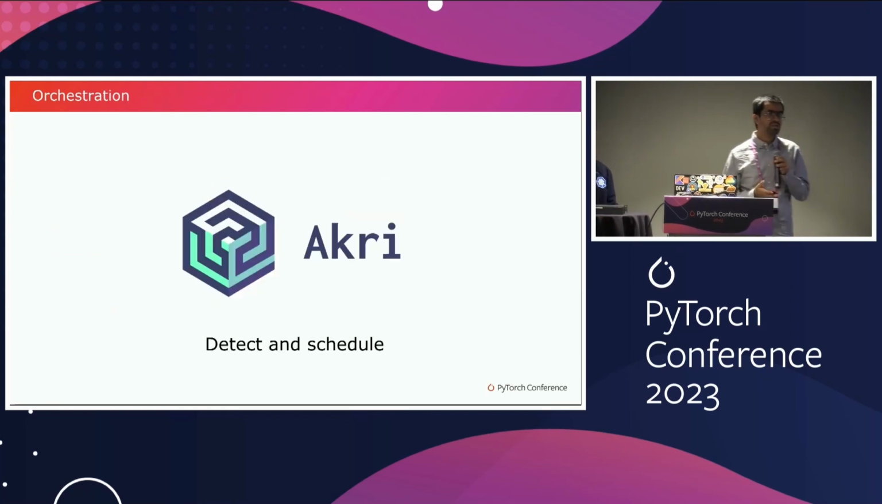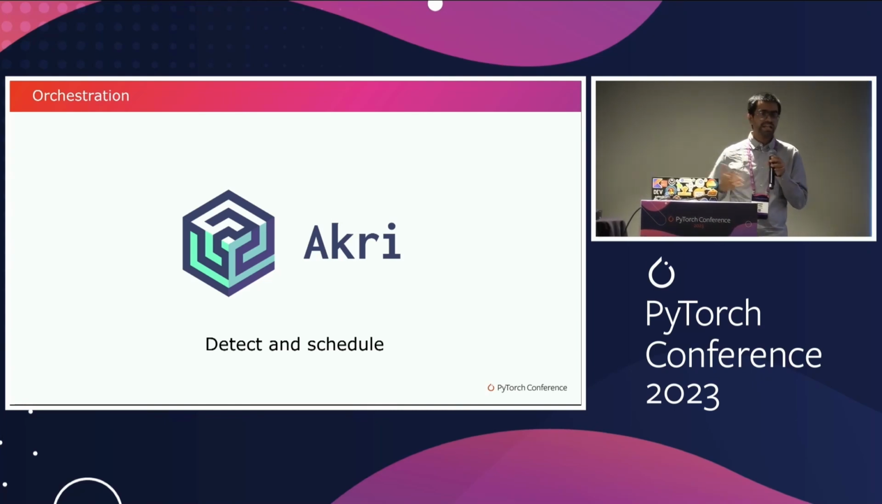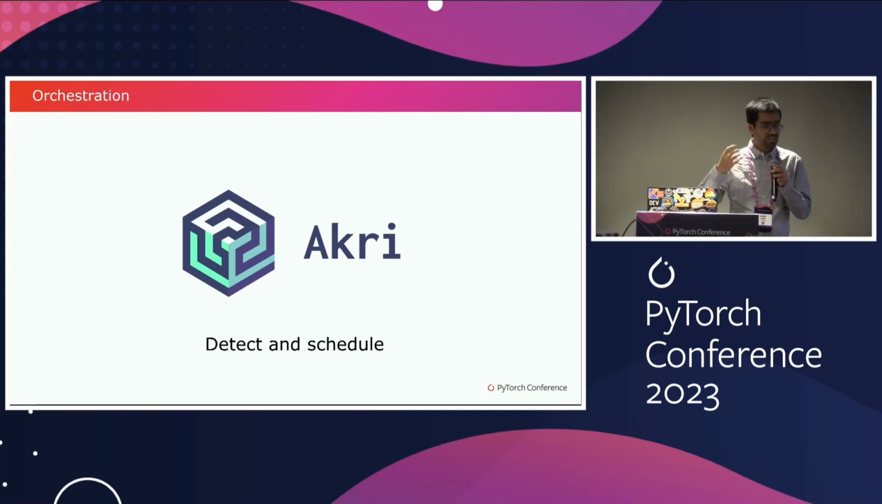And now we'll focus on Akri. So taking inspiration from Kubernetes, which is this orchestration platform that allows you to run different types of workloads very easily, and you can manage them. When it comes to running Kubernetes on edge, most of these small embedded devices do not have the compute to be able to run Kubernetes natively.